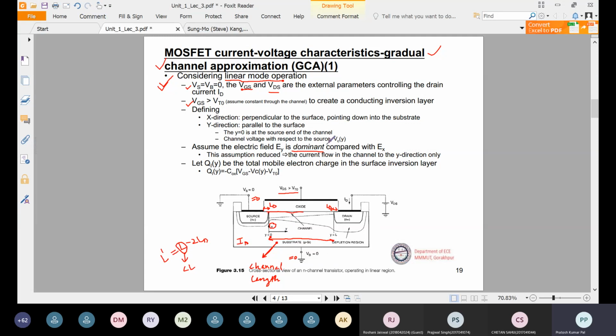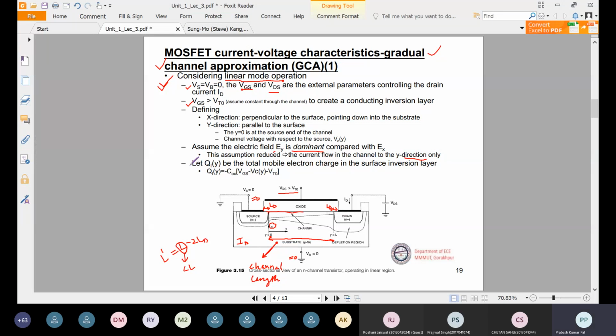Next, once we have assumed the electric field direction is more dominant in the y direction, it can explain that the current is mainly flowing in the channel in the y direction only. So there is no electric field in the x direction, which means there will be no movement of charge, because electric field causes the movement, attraction and repulsion of the charges. So if only the y direction has the electric field, the current will only flow from source to drain, or drain to source, similar to this.